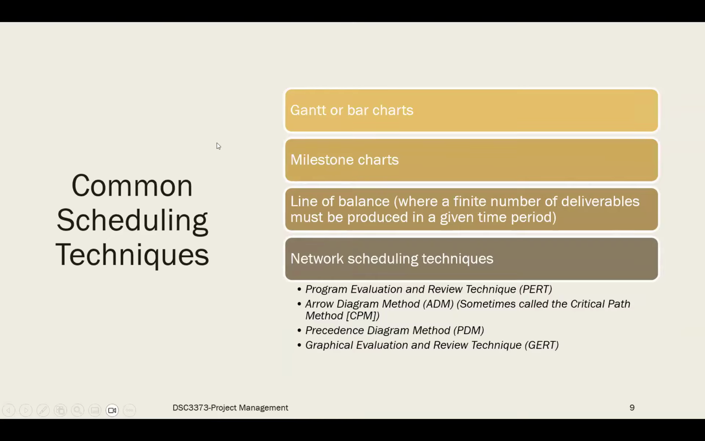Right. So when it comes to scheduling, there are different scheduling techniques. We will be looking at Gantt charts, or what we call bar charts. Then we will look at milestone charts. And there is another method called line of balance, which is usually used in projects where you have a small number of deliverables that you have to produce within a given time period. Also, you can use network scheduling techniques like PERT and CPM. I think you have already discussed these network scheduling techniques, right? So we will focus on the Gantt and the milestone charts.